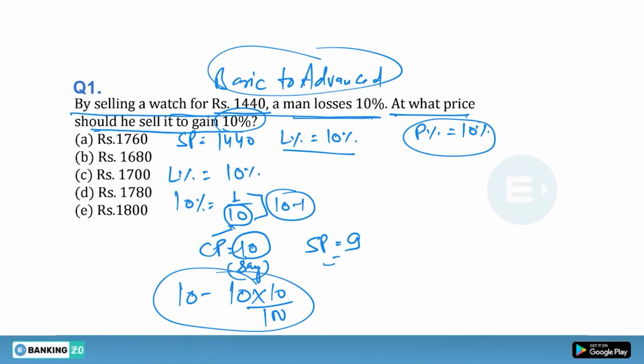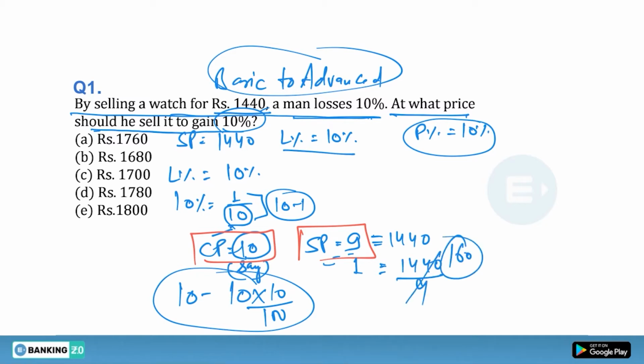So here we have what? CP and SP. Okay, SP we have 9, but in the question it is given as what? 1440. So the 9 units will be representing 1440, and the 1 unit will be representing what? 1440 divided by 9. So this will be what? 160, guys.